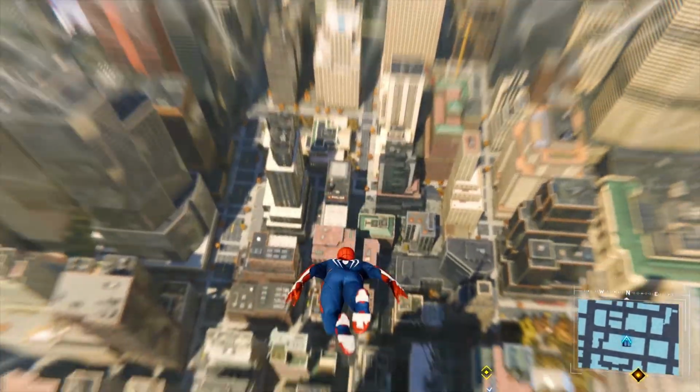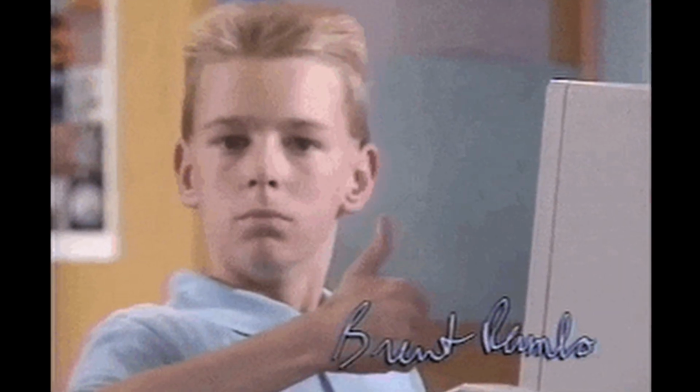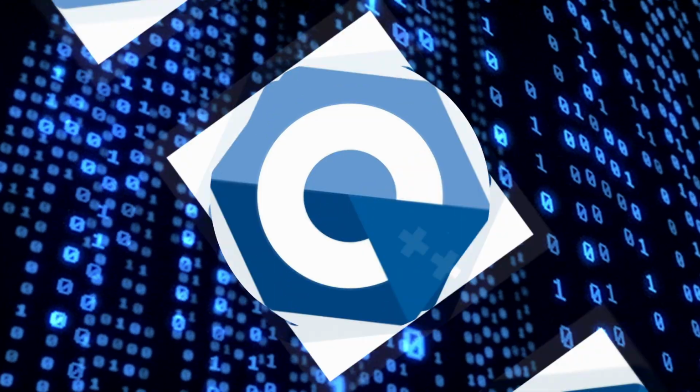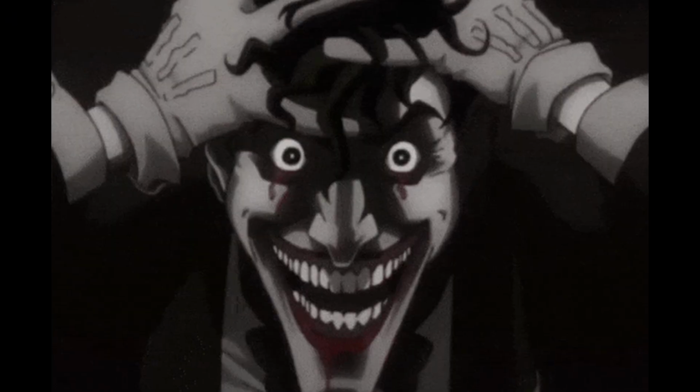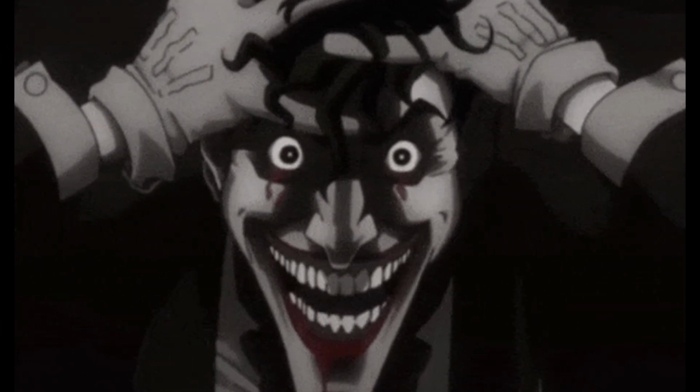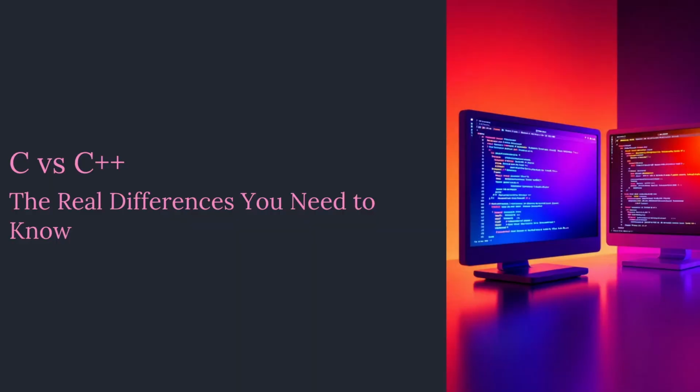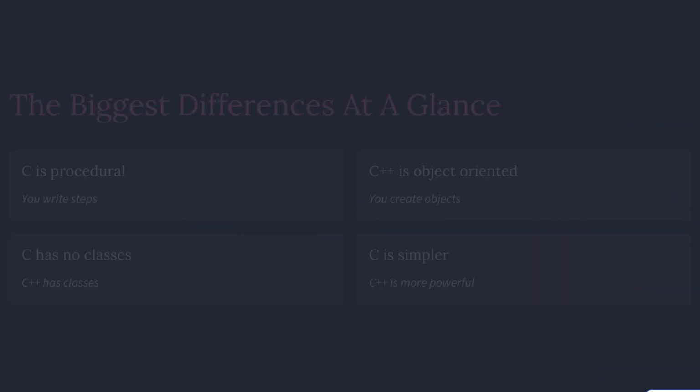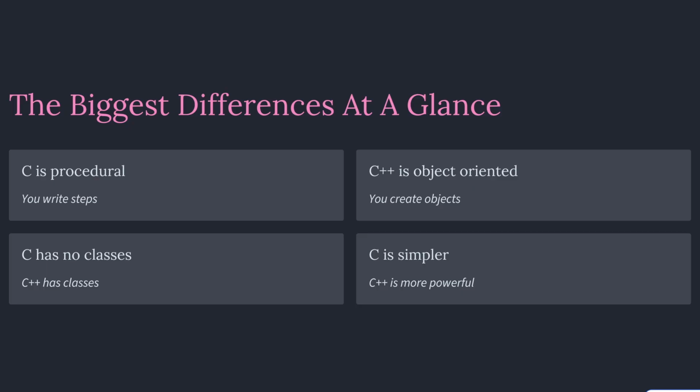Every video game you ever played, every app on your phone, every website you ever visited, everything was built with one of these two languages, C and C++, and most beginners have no idea what's actually the difference between them. Let's start with the most basic thing you can ever do in a programming language, printing something on the screen.